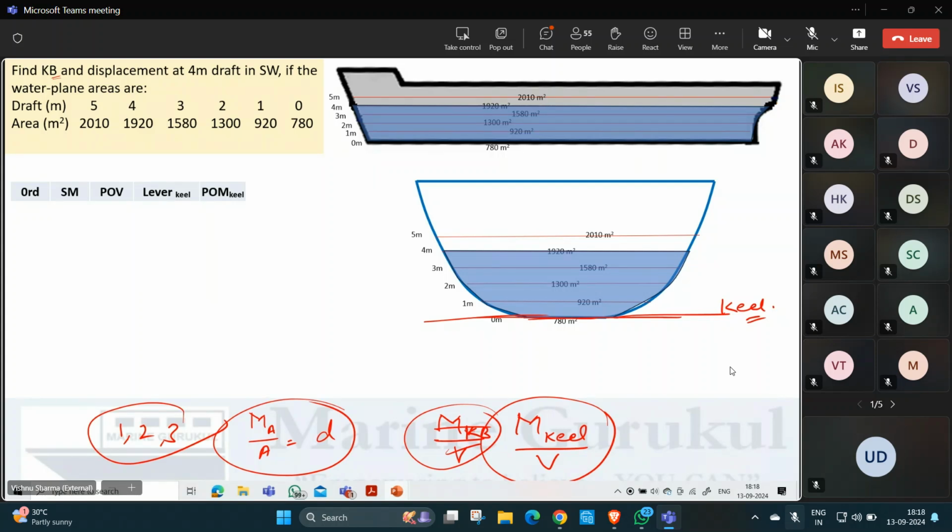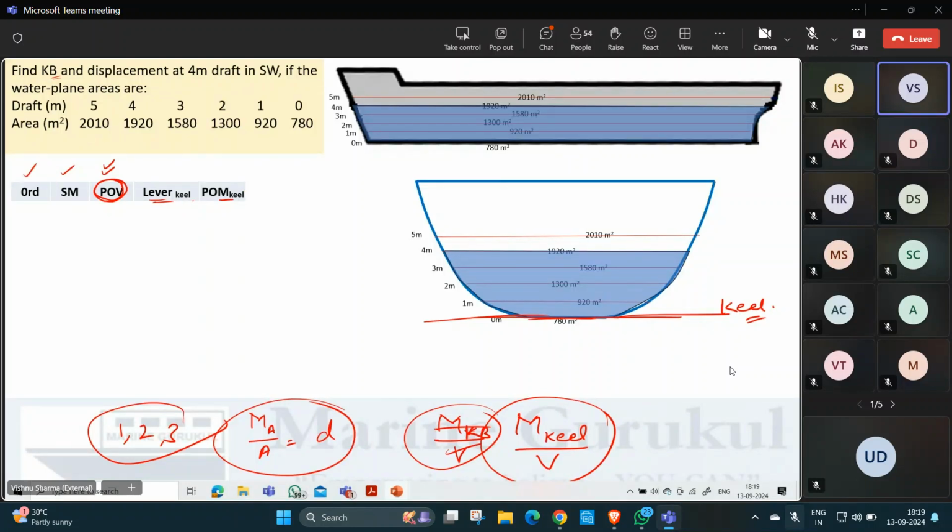See now the table. Ordinate, I'm sure all of you agree. Simpson's multiplier, you can fill up. Now it has become product of volume, not product of area. Please take note. We are taking moment about keel. Why was keel preferred? Because the question wants KB, and then we'll get the product of moment about keel. Product of moment, what? Volume.